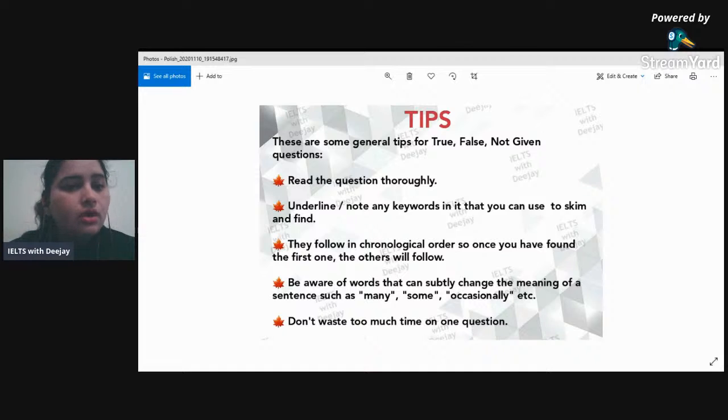And do not waste so much time on one question. If you're not able to find it, move on to the next one. If you find the next one, try to come back and find the previous one. You will be able to find it. But we have 40 questions that we have to attempt in 60 minutes, so we can't waste a lot of time on one question. You need to manage your time very well. This type of question needs a lot of time and attention, so try to do a lot of practice so that you can master the technique to solve true, false, not given, and yes, no, not given questions.